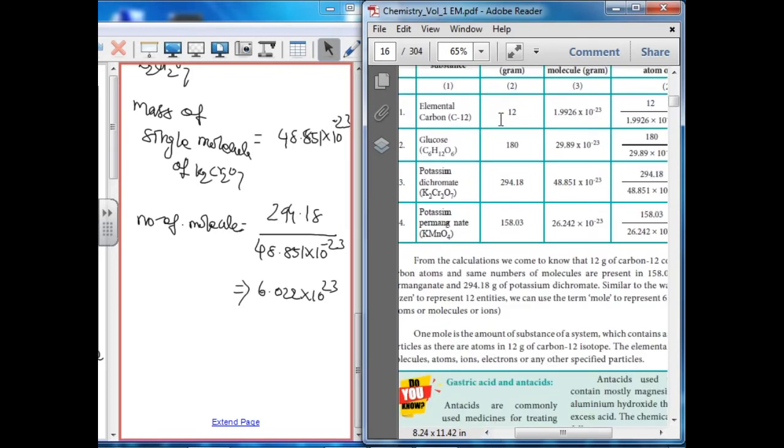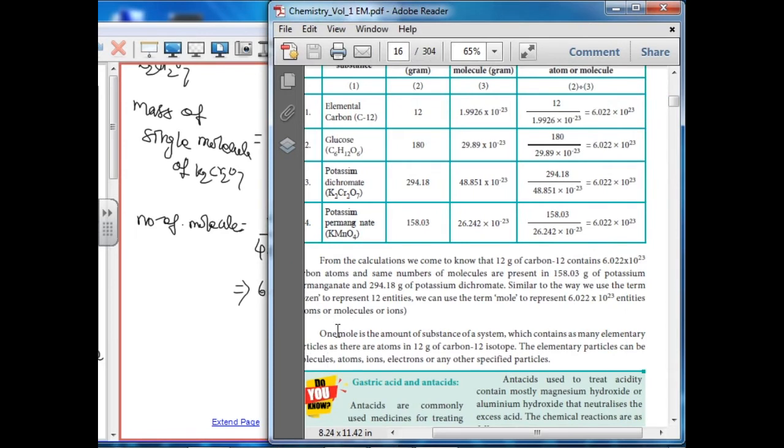Next, the 2 mark question: define mole. So what is mole? The mole is the amount of substance of a system which contains as many elementary particles as there are atoms in 12 gram of carbon 12 isotope. The elementary particles can be molecule, atom, ion, electron or any other specified particles. So these are 2 mark questions in this lesson.